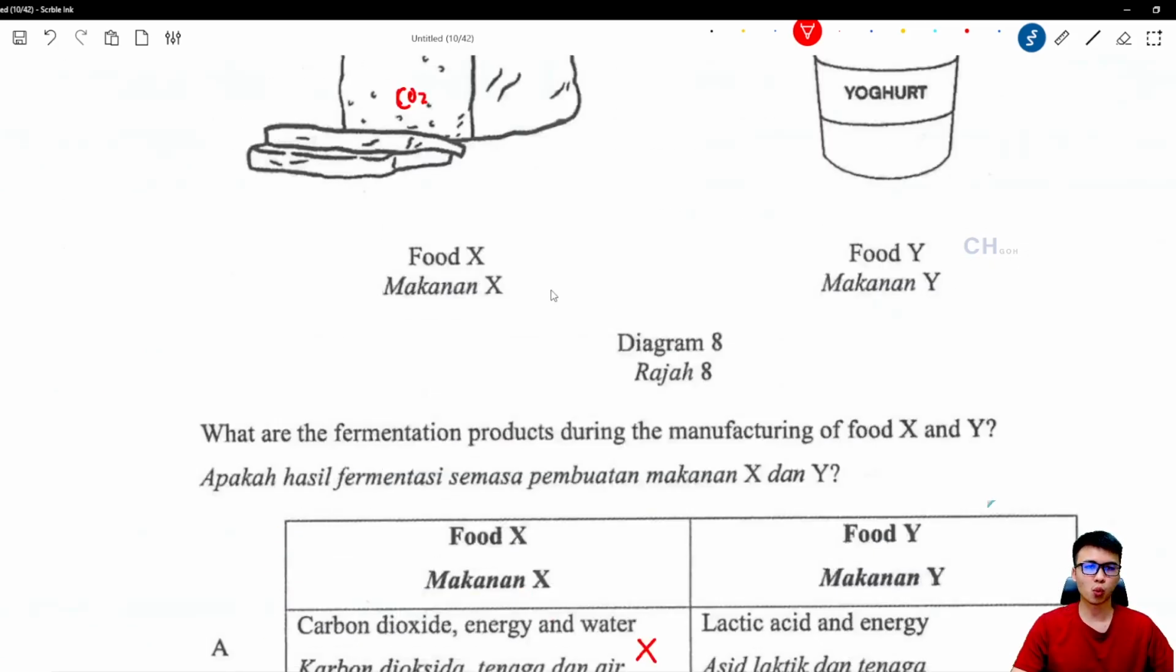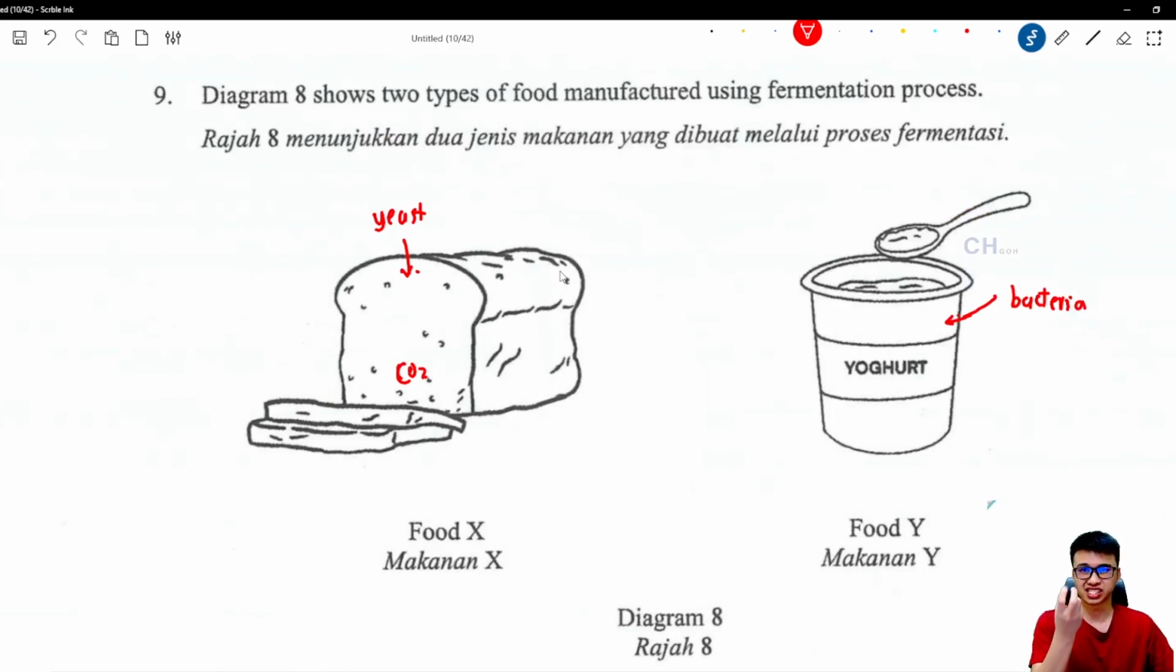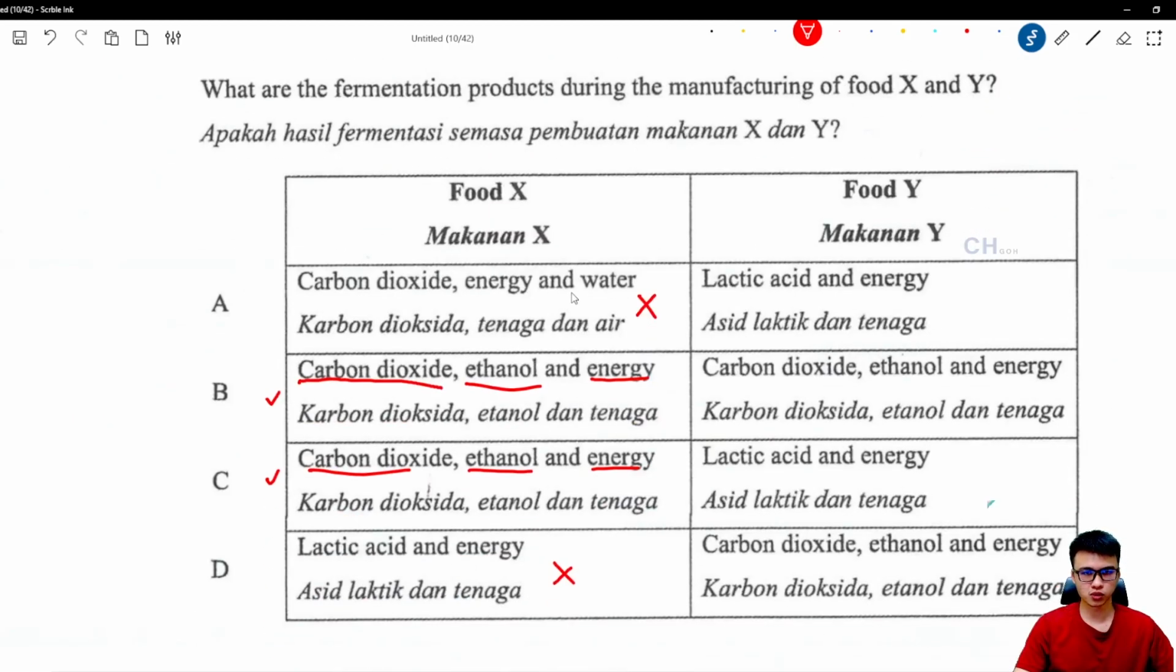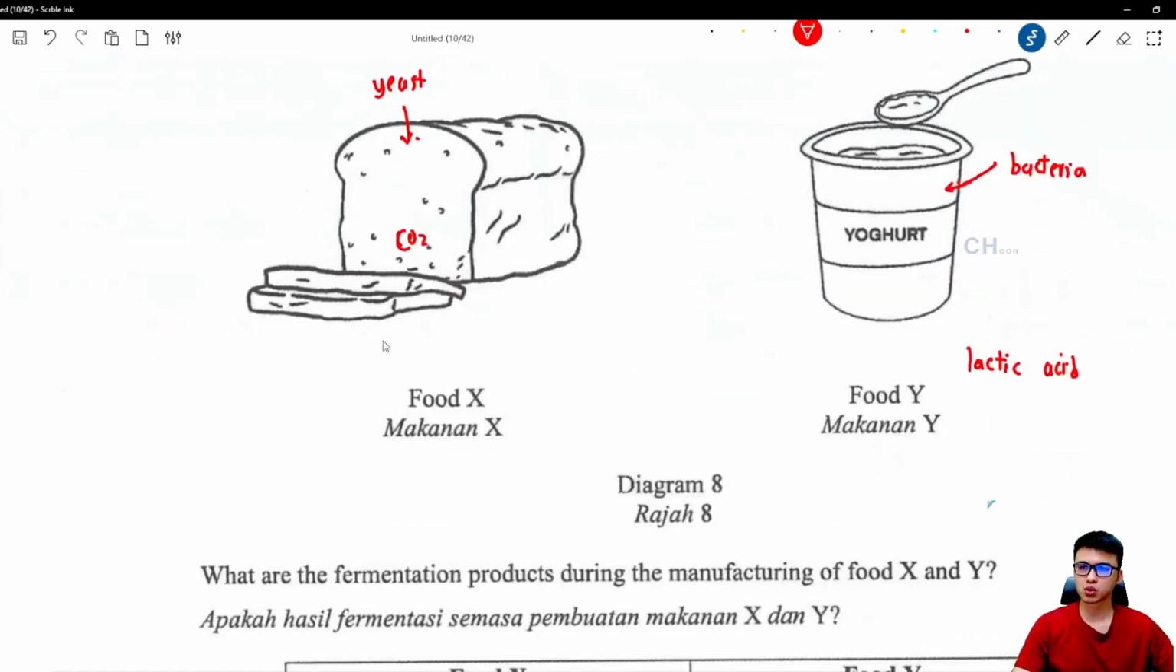Now for food Y, it's yogurt. Normally yogurt will give you a sour taste, and that sour taste is actually coming from lactic acid. This acid will give you a sour taste, so it must contain some lactic acid. But this one is wrong, so A is removed. So here, lactic acid and energy. The answer should be C. Lactic acid is the acid that gives the yogurt its sharp taste. It's very important. It's the main ingredient in the yogurt. Okay, so question 9 is C.